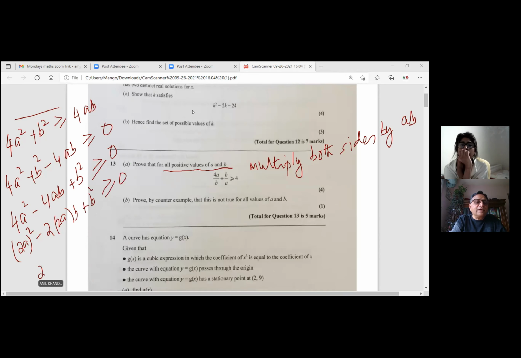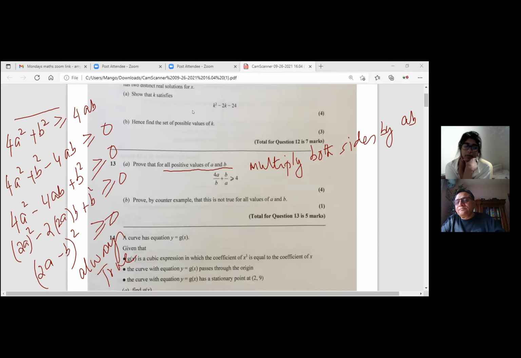That means I could write this as 2a minus b, whole squared, greater than or equal to 0. So the left side is always true. Is it okay? Always positive, so it is always true. Is that clear to you? Yeah. That is how, yeah.